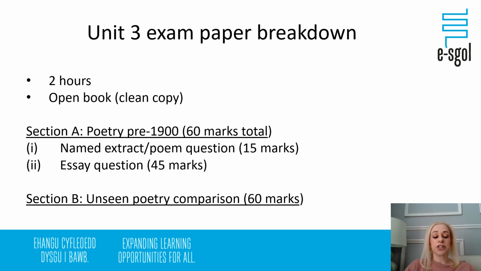There is also section B, which is the unseen poetry comparison. Both section A and section B are worth 60 marks in total each. But just for today, we're going to concentrate on that named poem of your poetry collection, that 15-mark question.